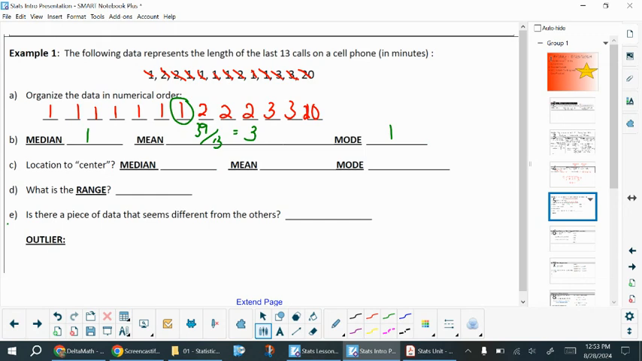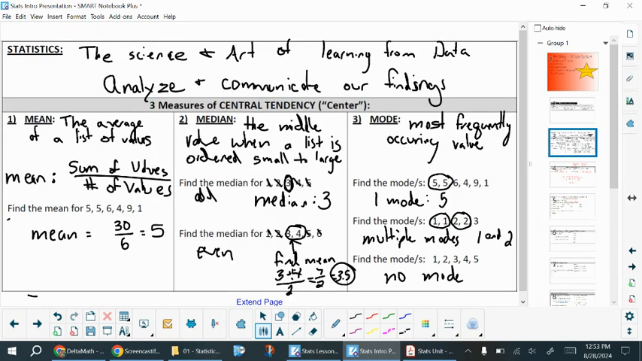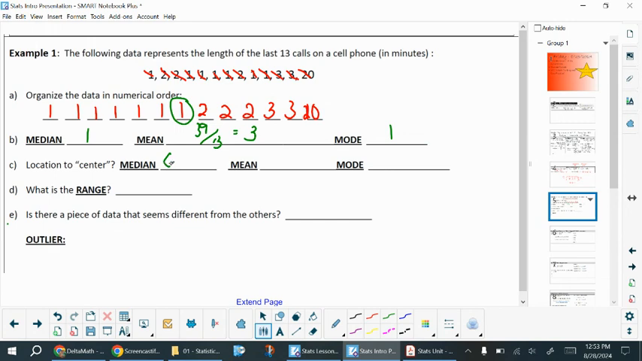So, next question down here, our location to the center. The first question is the median. The median, if we look back at our definition, the median is the middle. It is the center every single time. It's the other ones we have to worry about. Are those also at the center?